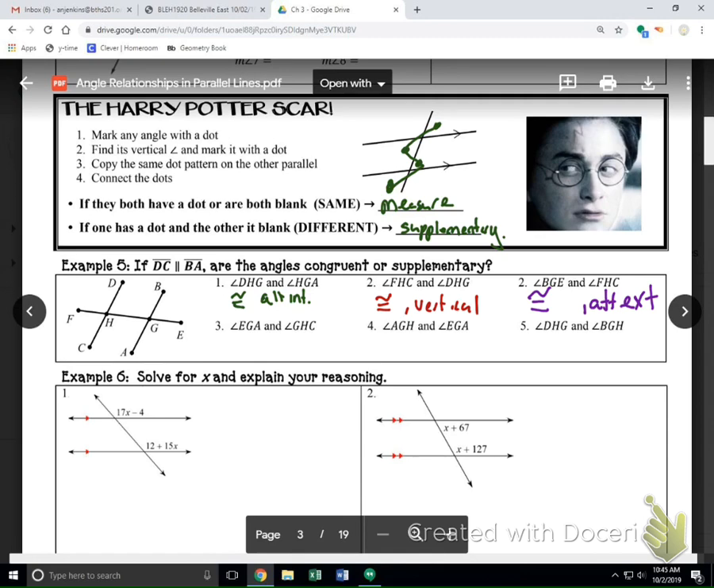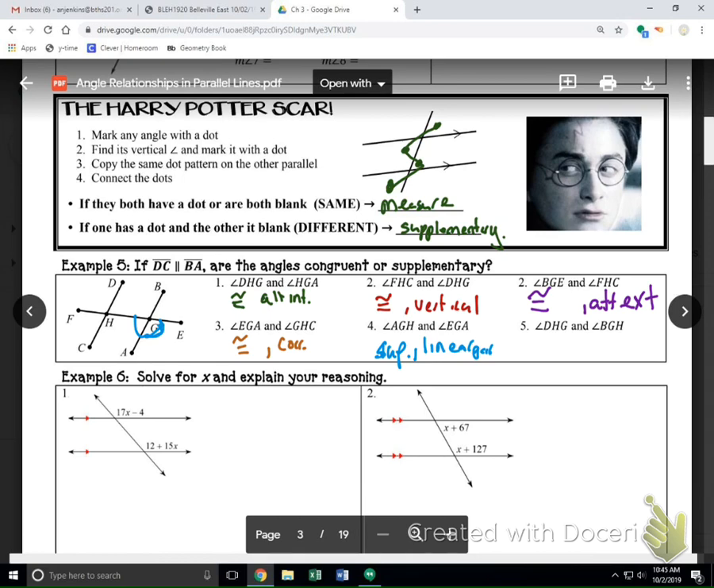Next one up. We have angles EGA and GHC. What do we know about those two angles? We know corresponding angles are congruent. And then we have two more on this page. We have angle AGH and angle EGA. We know they're going to be linear, so that means they are supplementary. Nice job. Linear, supplementary.